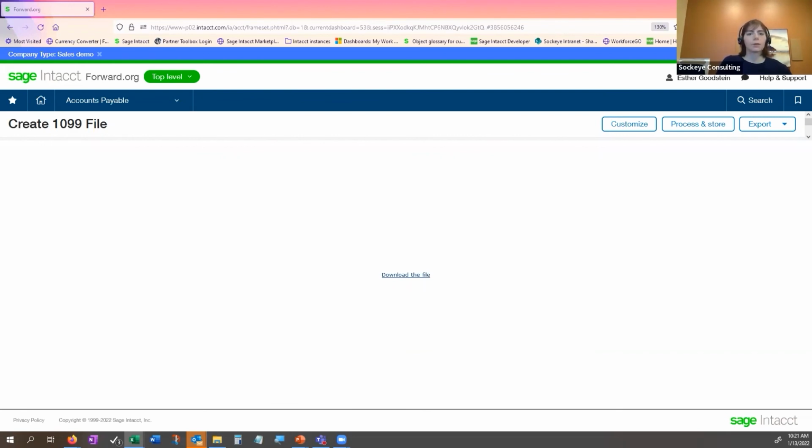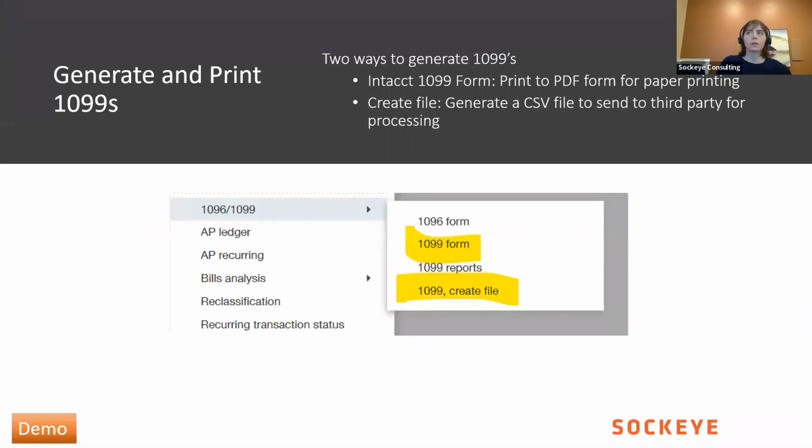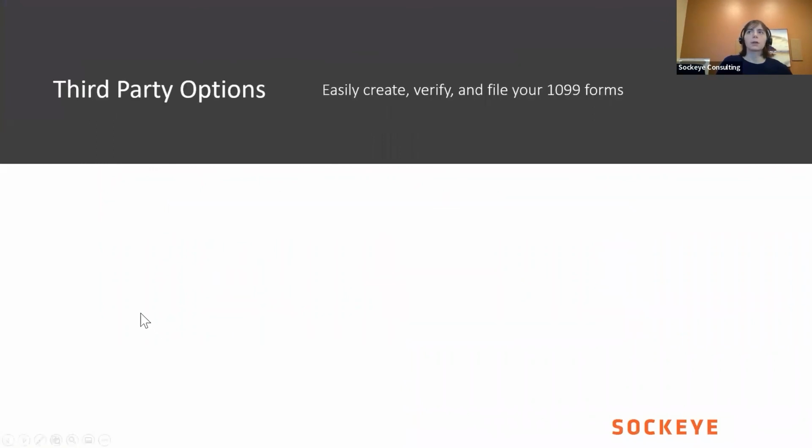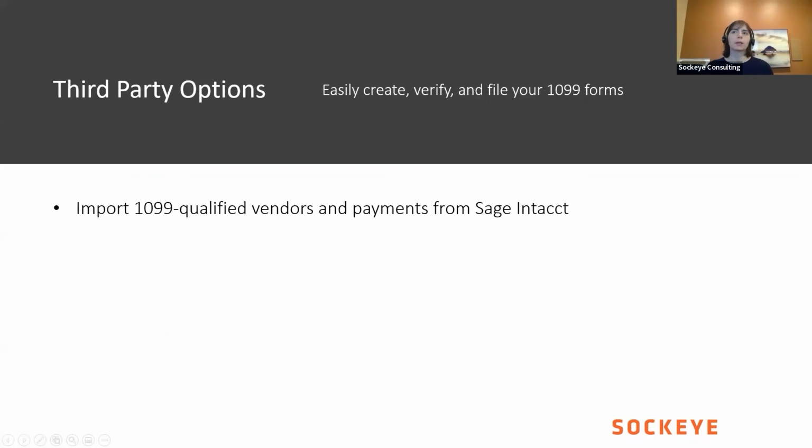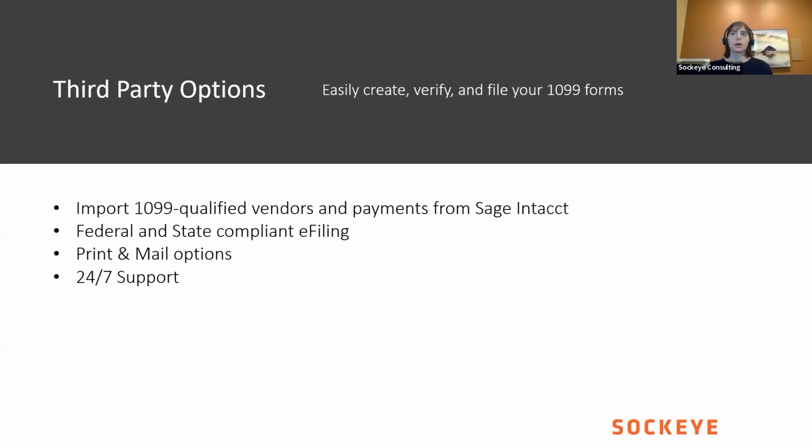So lastly, we're going to go over some third-party options that are available for 1099s, and what these can do. What third-party options can help with is easily create, verify, and file your 1099 forms from the information from Intacct. It can import 1099 qualified vendors and payments from Sage Intacct. It can handle federal and state compliant e-filing. You can outsource printing and mailing of the 1099s to third parties.